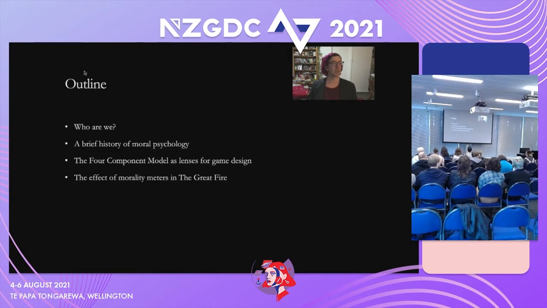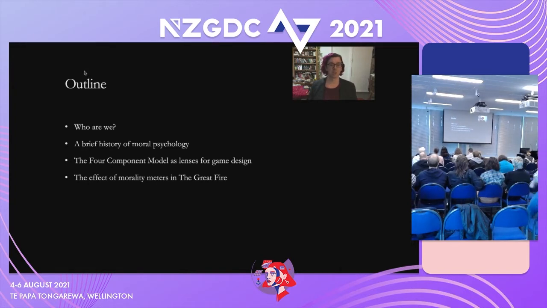So as a brief outline of my talk, first I'll introduce myself and the team that I work with at Macquarie and the kinds of research that we're doing. Then I'll dive into a short history of moral psychology, focusing in particular on a theory called the four-component model, which I believe provides useful insight into how we make moral decisions both in games and in the real world.